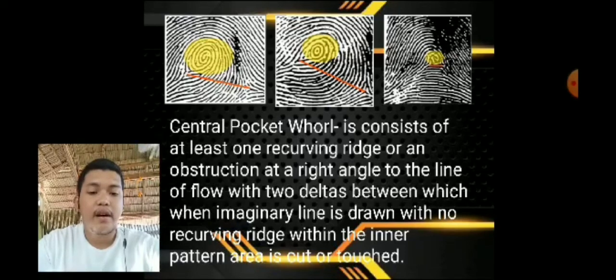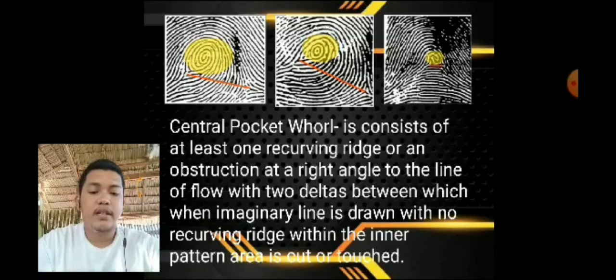So here are three examples of central pocket loop whorl. Again, the definition of central pocket loop whorl is that it consists of at least one recurving ridge or an obstruction at right angle to the line of flow, with two deltas between which, when an imaginary line is drawn, no recurving ridge in the inner pattern area is cut or touched.